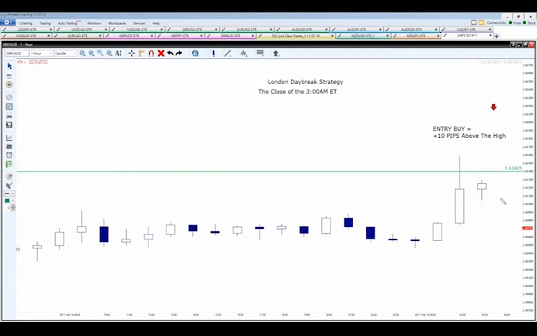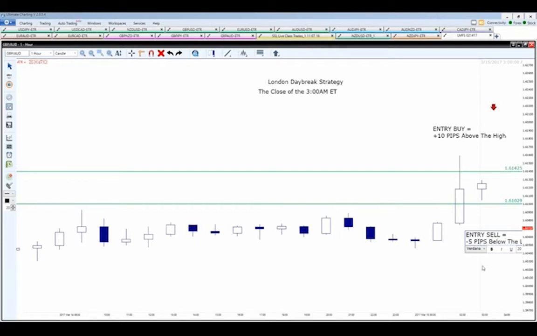Now we're also going to have the next trade, 5 pips below the low. It's going to be an entry sell. So the low is 6107, and we're going to set this at 6102. This is going to be our entry sell, another pending order. This entry sell is going to be 5 pips below the low. Now both of these are pending orders. We're not in the market until one gets triggered.